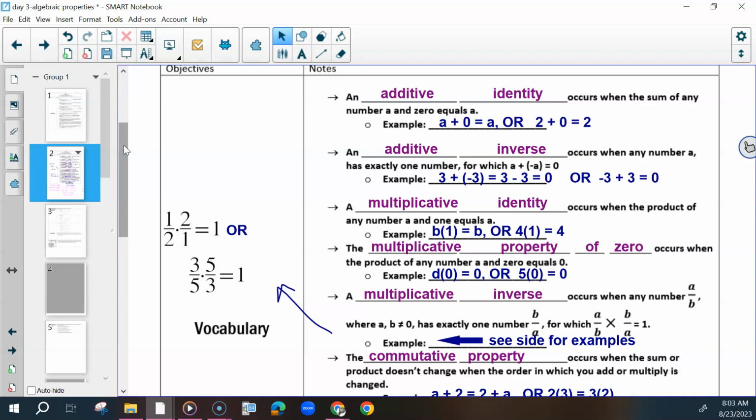A multiplicative identity occurs when the product of any number a and 1 equals a. An example, b times 1 equals b, or 4 times 1 equals 4. The multiplicative property of 0 occurs when the product of any number a and 0 equals 0. Example, d times 0 equals 0, or 5 times 0 equals 0.